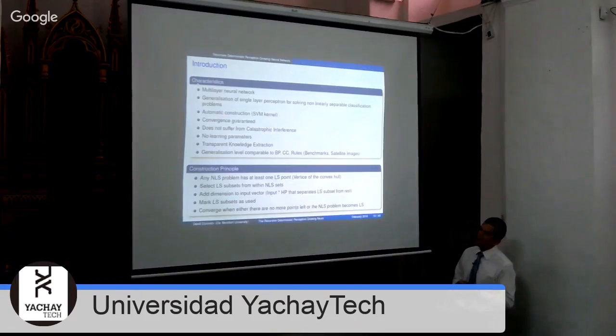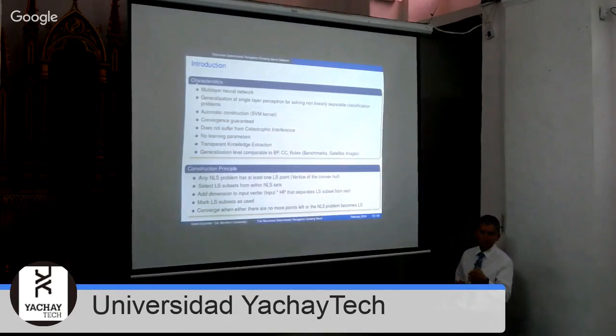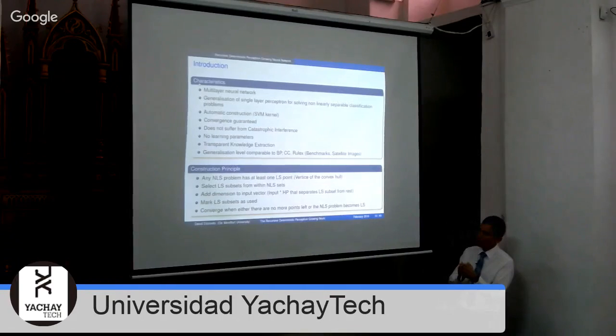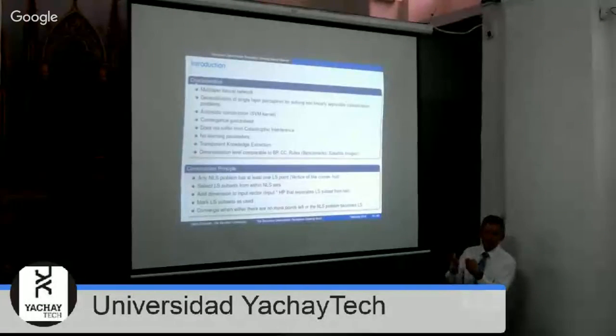We select that linearly separable subset. We add an extra dimension to the input vector. So we start with a two-dimensional problem, then it becomes a three-dimensional problem with an intermediate perceptron that is separating that subset from the rest.